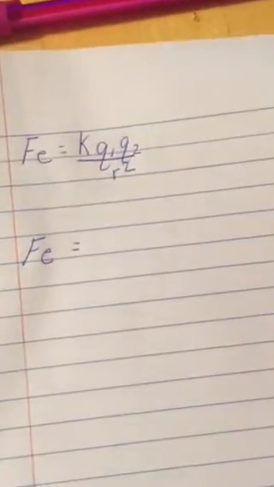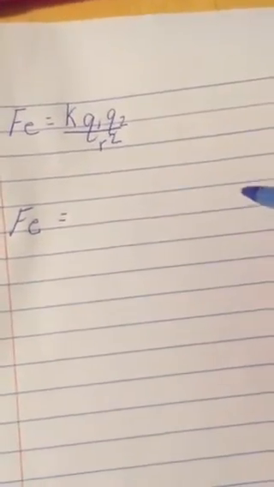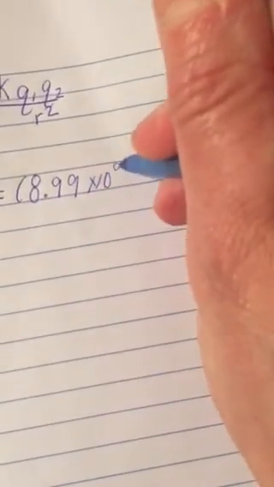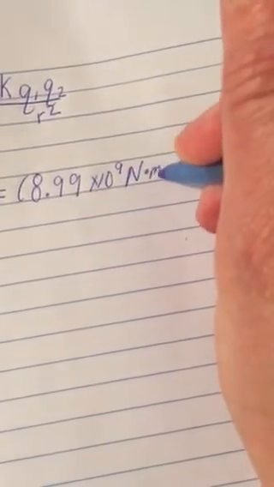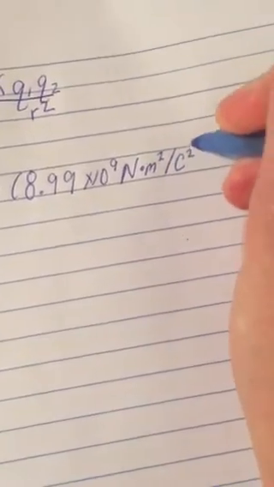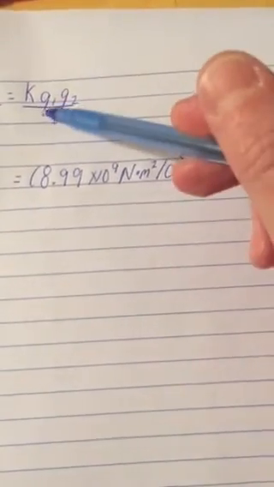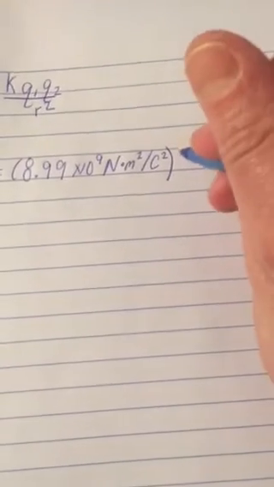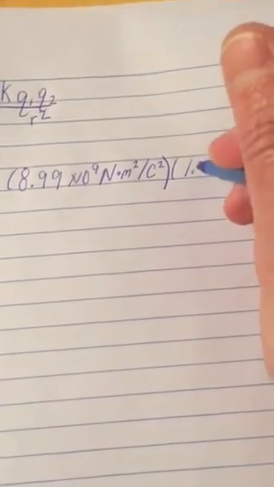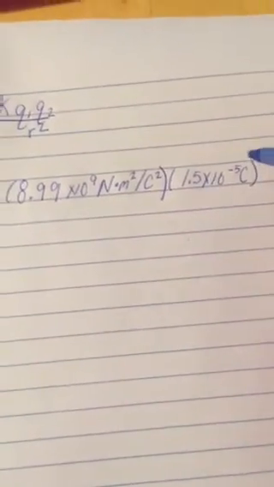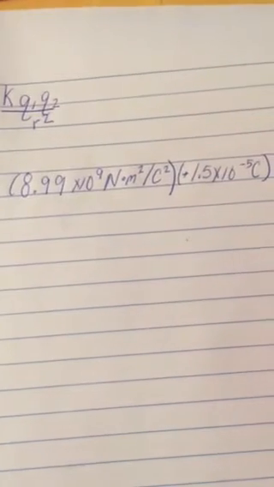Okay, so K is going to be that extremely long number from the front page of the reference table. So that is 8.99 times 10 to the 9 newtons times meters squared per coulomb squared. I'm going to set this stuff in parentheses just to make it easier to look at. Okay, we multiply that by the size of the first charge. That would be Q1. And according to the problem, the first charge is 1.5 times 10 to the negative 5 coulombs. And it's a positive charge, so I'm just going to add a positive sign in front.